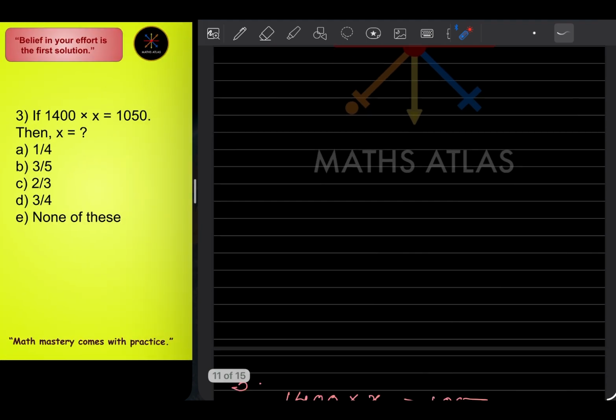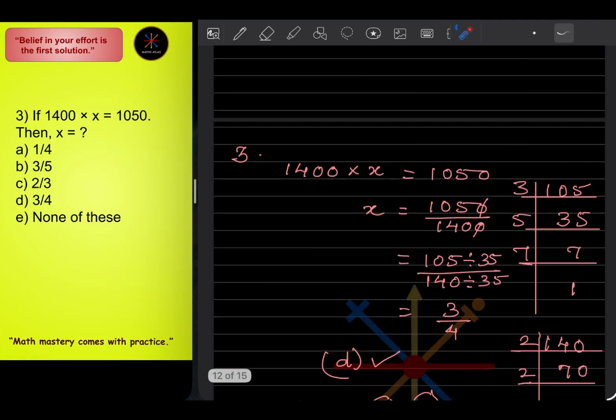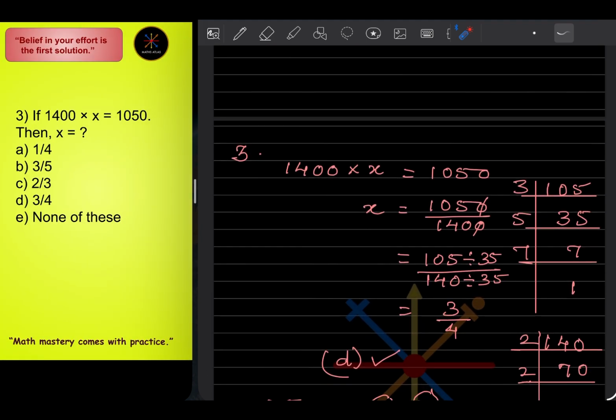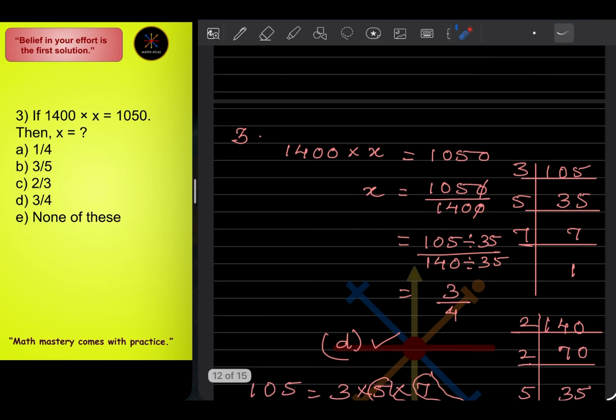Now let us go for question number 3. It's given here 1400 into x is 1050, and you have to find the value of x. So x is going to be 1050 divided by 1400. This is multiplication, so 1400 goes to the other side and gets divided. The 0 and 0 get cancelled, so it is 105 divided by 140.